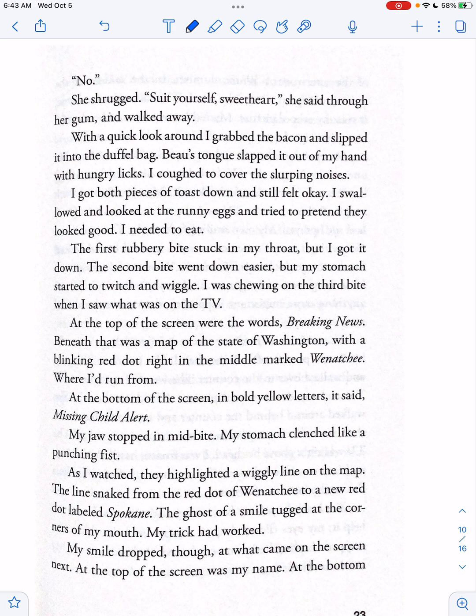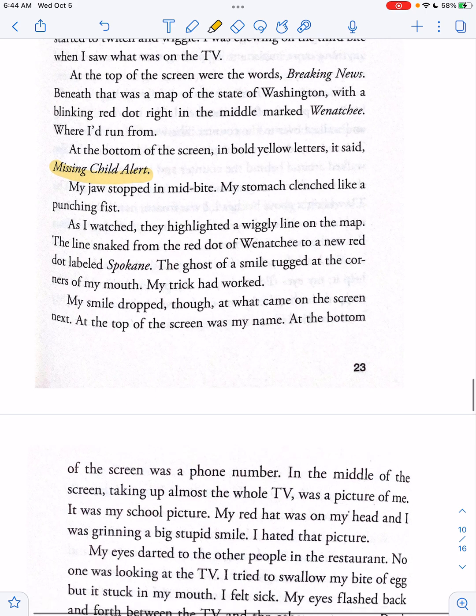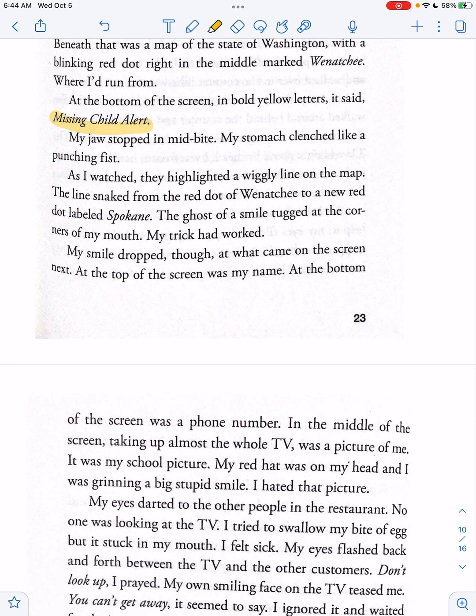I was chewing on the third bite when I saw what was on the TV. At the top of the screen were the words "Breaking News." Beneath that was a map of the state of Washington, with a blinking red dot right in the middle marked Wenatchee, where I'd run from. At the bottom of the screen in bold yellow letters it said, "Missing Child Alert." My jaw stopped in mid-bite. My stomach clenched like a punching fist. As I watched, they highlighted a wiggly line on the map. The line snaked from the red dot of Wenatchee to a new red dot labeled Spokane. The ghost of a smile tugged at the corner of my mouth. My trick had worked.